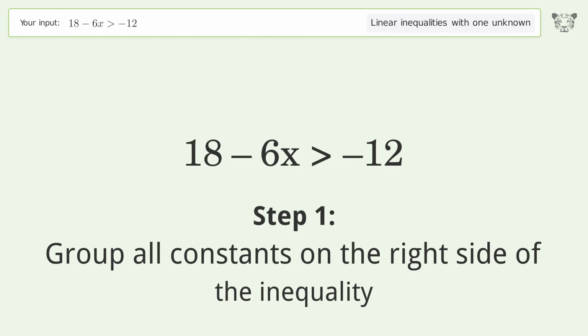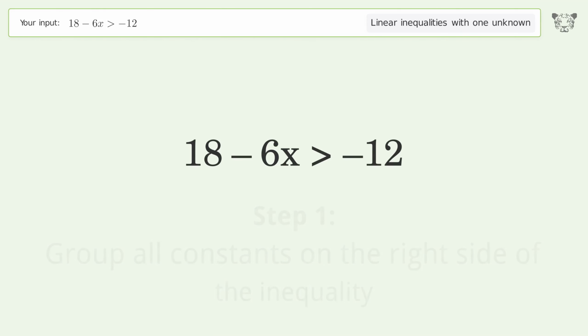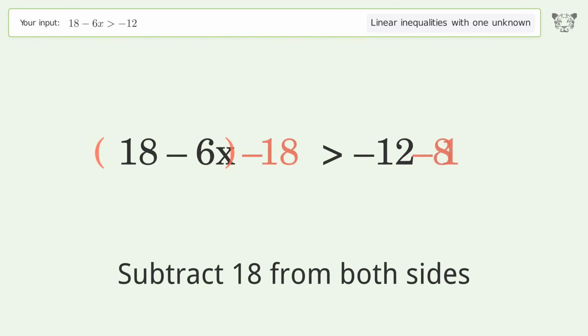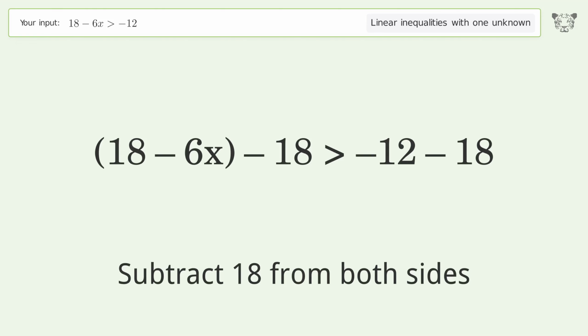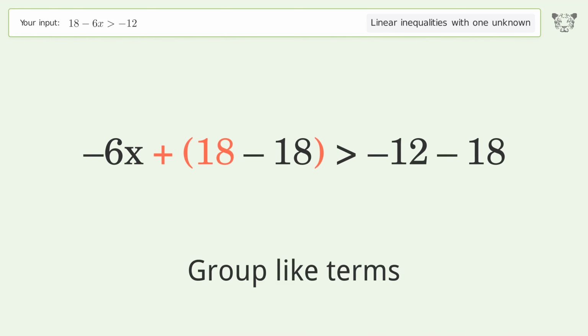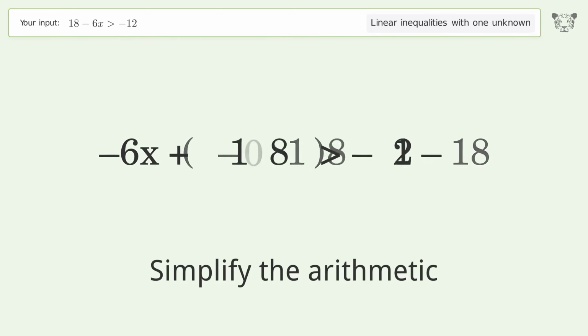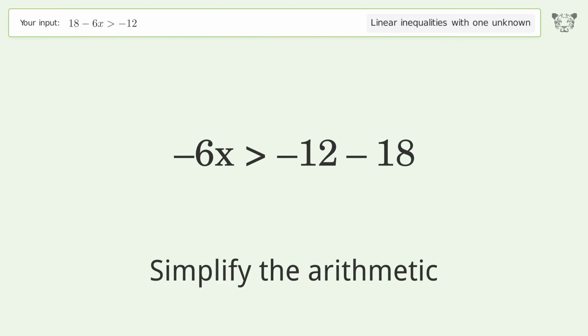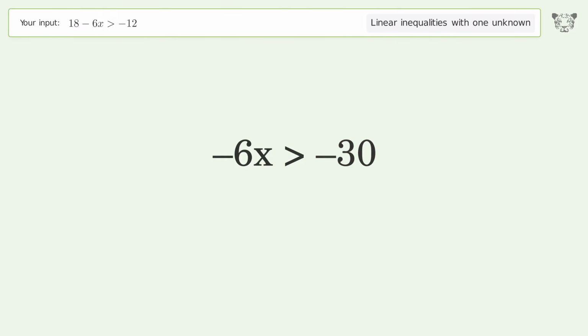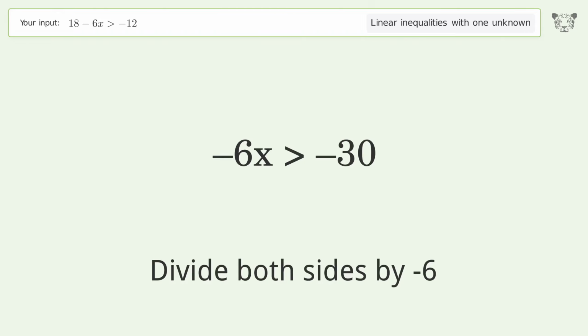Group all constants on the right side of the inequality. Subtract 18 from both sides. Group like terms. Simplify the arithmetic. Isolate the x. Divide both sides by -6.